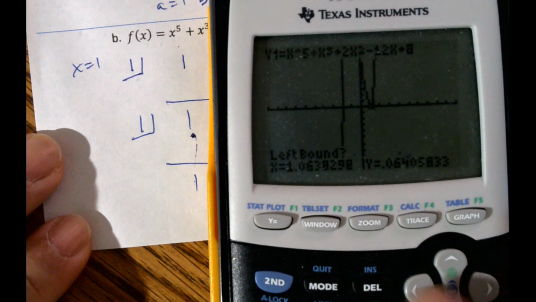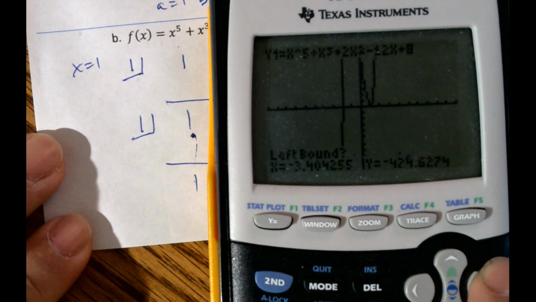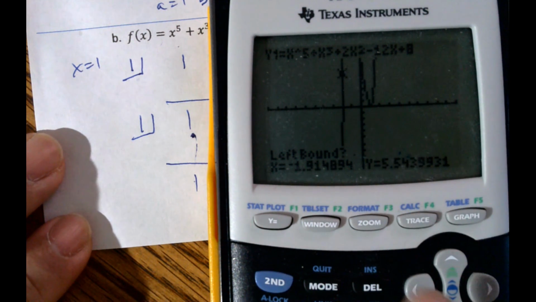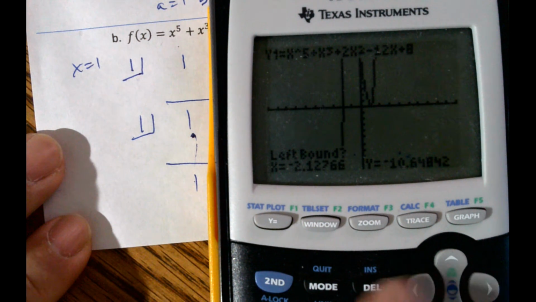And I need to go to the left side. So it's going to take me a while to get over there. Oops, did you see that? Where is it? There we go. There it is. But I need to move it to the left. So I'm using the left arrow button.